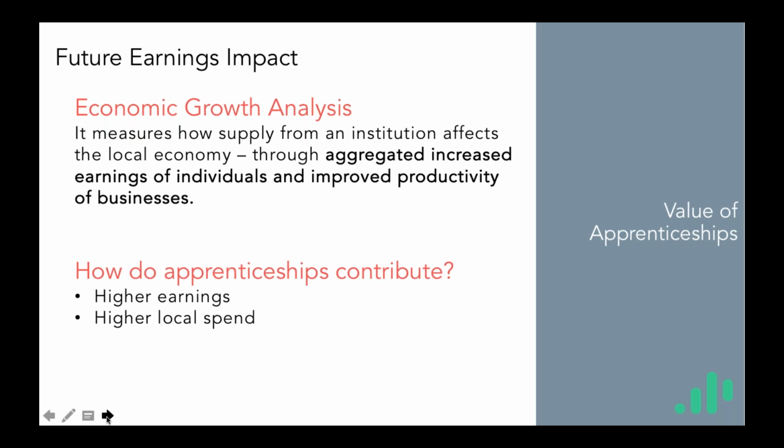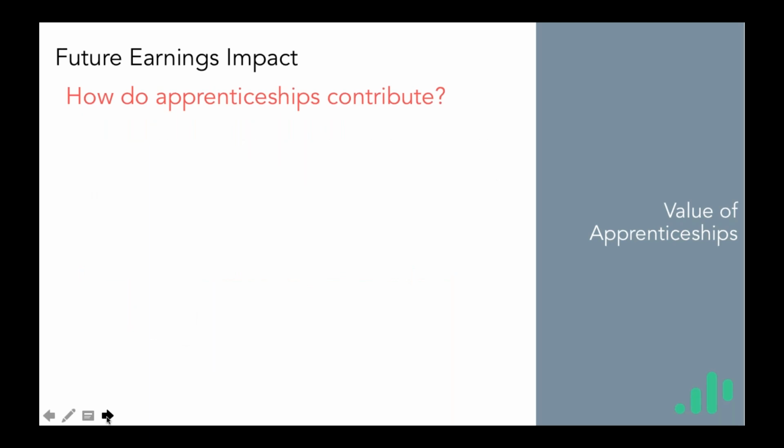So that covers these things. Apprenticeships are contributing to earnings growth over time, which means a higher local spend by those apprentices, higher productivity amongst their employers, which then generates what we call multiplier effects, where more money is spent, more productivity, and more employment, etc., more local spend and more local economic activity.